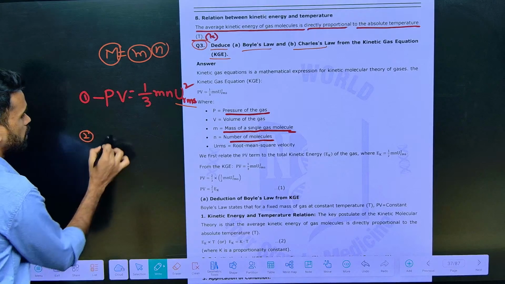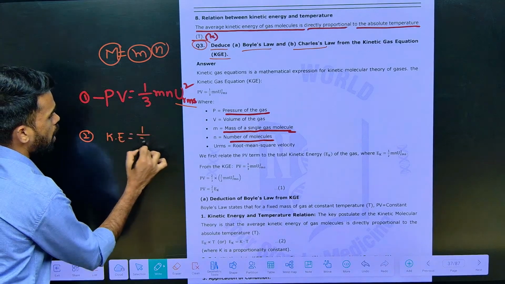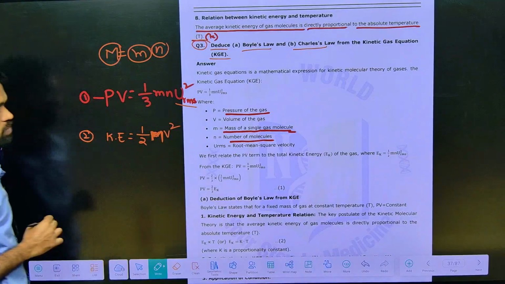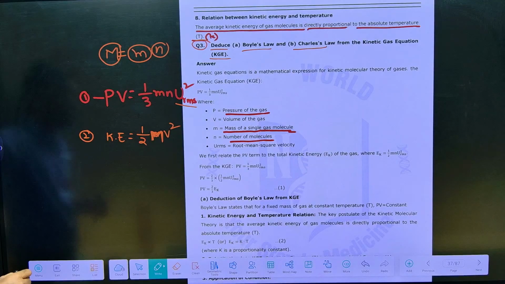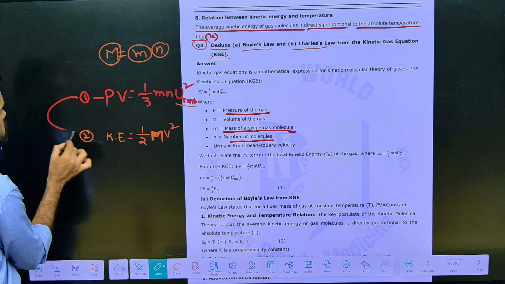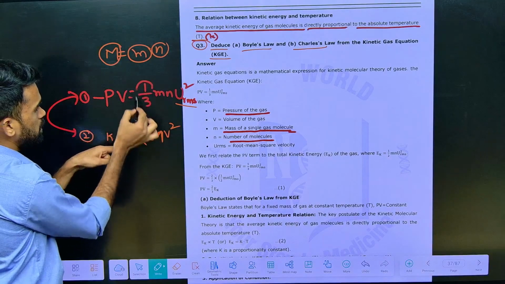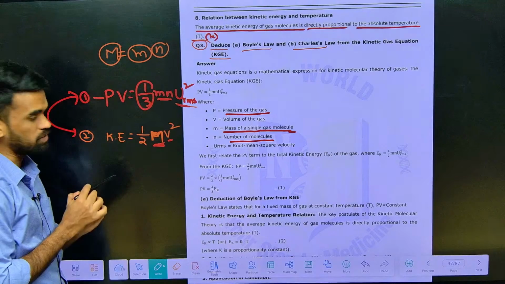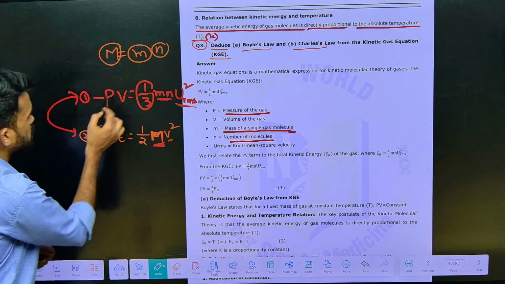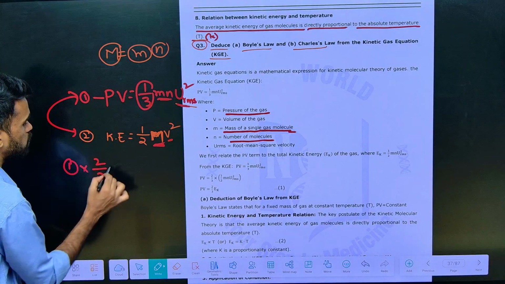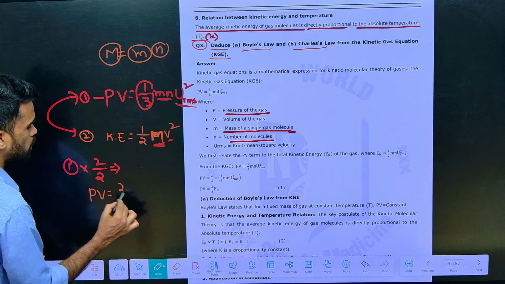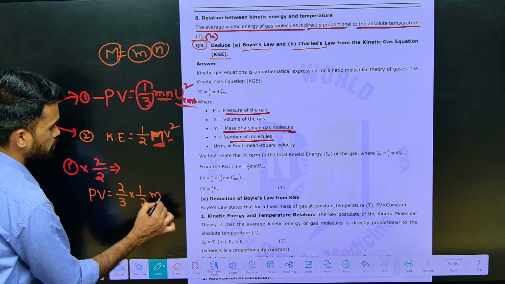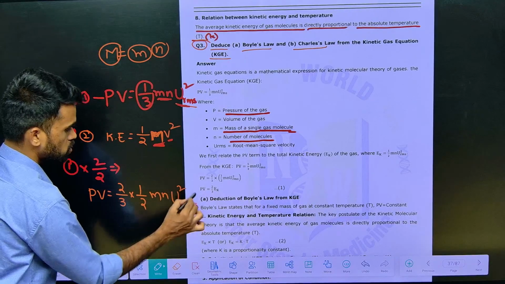Now the second equation: we have the kinetic energy formula, kinetic energy equals half m v square. If you compare these two equations, what do you see in common? Here 1 by 3 is there, here 1 by 2 is there, here also velocity, there also velocity, here the total number of gas molecules, here also the mass of the total number of gas molecules. Now what we can do is multiply and divide the first equation by 2. So PV equals 2 by 3 into 1 by 2 m n u square RMS. That's it, this is what we got up to here.